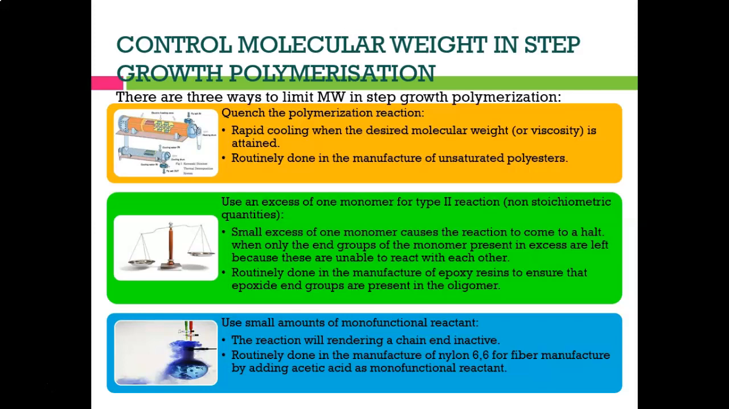The next one, we can use a small amount of monofunctional reactant. As we all know, a monofunctional reactant is an organic compound whose chemical structure possesses a single highly reactive site. So the reaction will make the chain end inactive, and it is routinely done in the manufacture of nylon 66 for fiber by adding acetic acid as the monofunctional reactant. We can say that the monofunctional reactant is actually the catalyst.